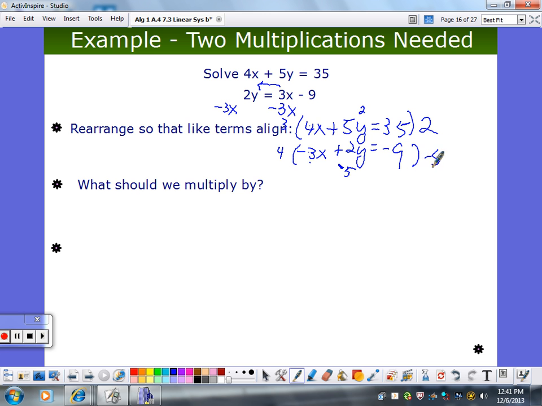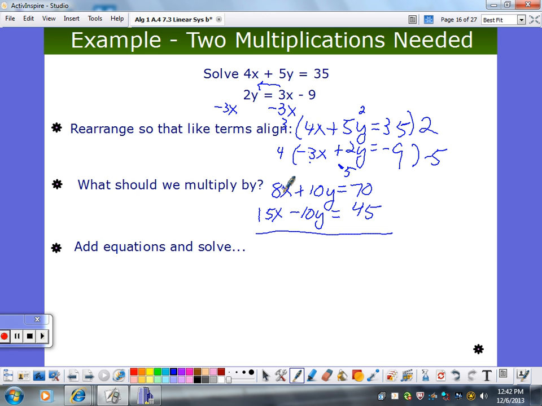So everything, right? Everything gets multiplied by these numbers. 8x plus 10y, I want to say 70. All right, now I'm multiplying by negative 5 here. 15x, so negative times a negative, minus 10y equals positive 45. Okay. What are we going to do here? Add the equations.